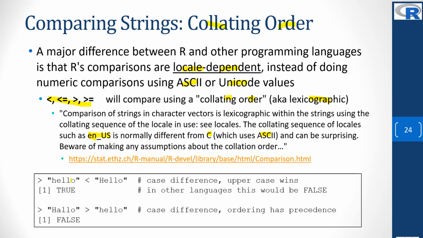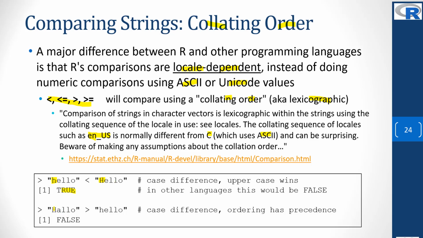So what we see here for this comparison is that the word hello with a lowercase letter is less than the word hello with an uppercase letter. So this is true when we do this comparison, and in other languages this would be false because the ASCII or Unicode value of lowercase h is greater than the ASCII or Unicode value of uppercase h. But for R, it's more of an intuitive comparison that we get: lowercase hello is considered less than uppercase hello based on this collating order.